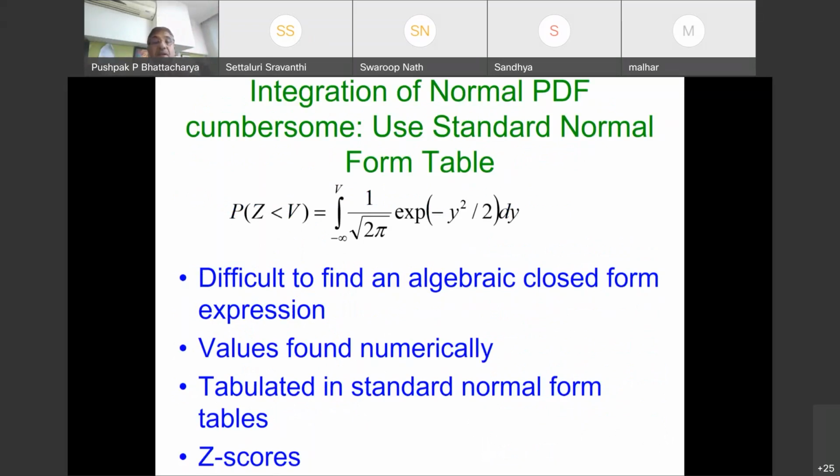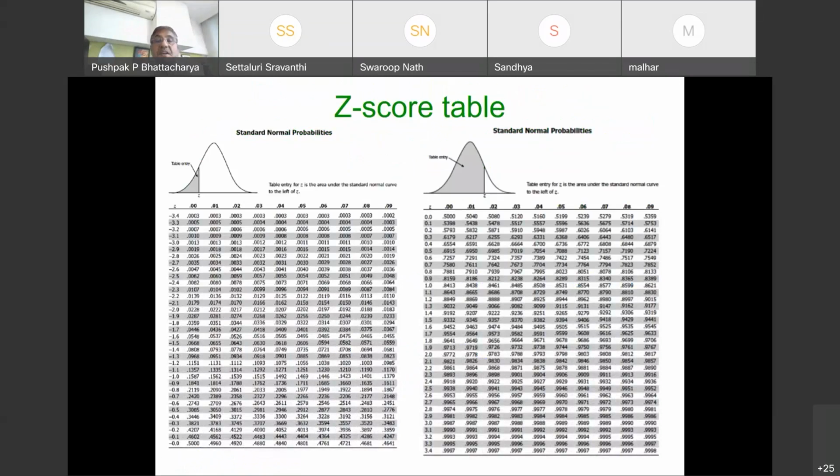In the form of a table. Now, the probability of the standard normal curve area lying under minus infinity to B is 1 by root 2 pi exponential of minus y square by 2 dy. Integrating this is non-trivial. It is very difficult to find a closed form algebraic expression. So instead, we work with what is called the Z-score table. I hope the screen is visible to you and the numbers are somewhat readable.